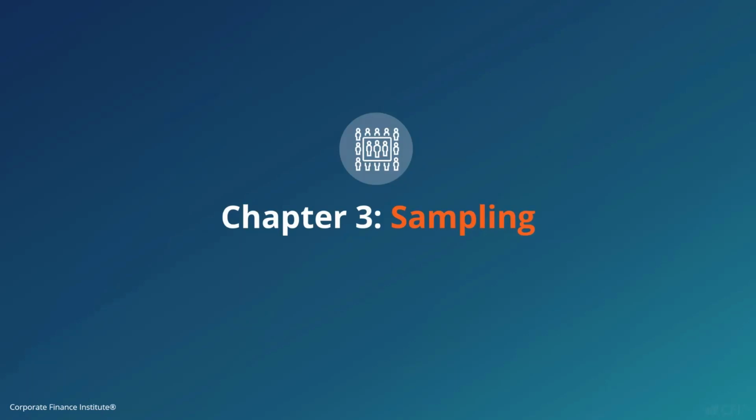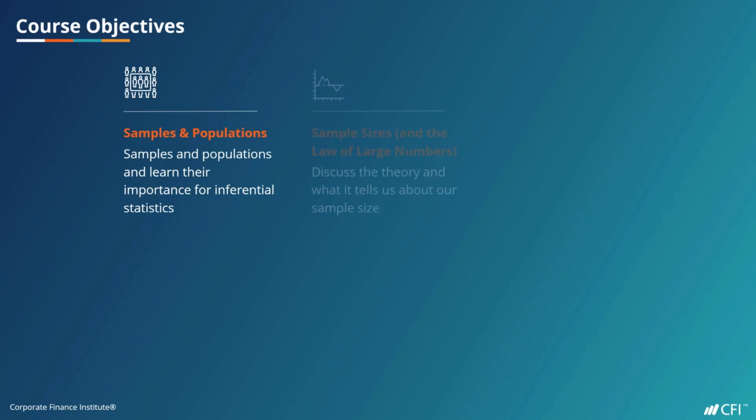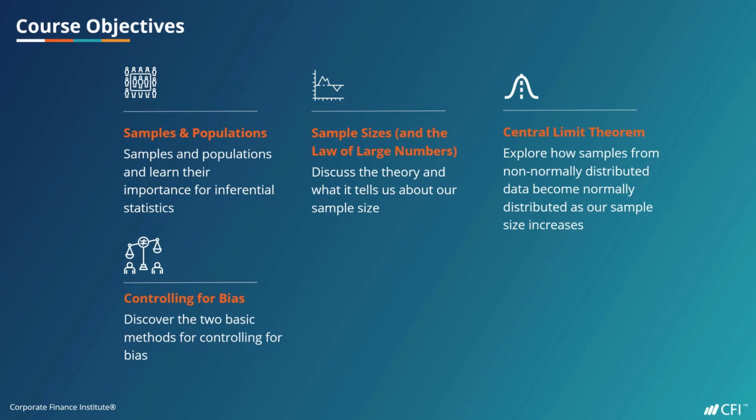In Chapter 3, we'll be discussing populations and samples, what they are, some starting sample sizes to aim for, and steps we can take to prevent our samples from being biased. This will be the first of 3 chapters exploring topics around inferential statistics.